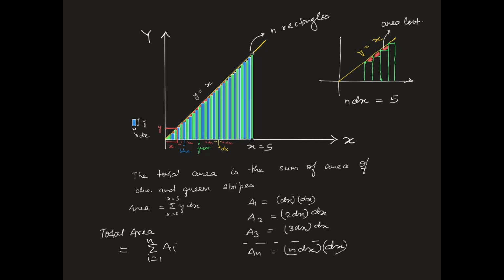5. Why 5? Because if you add the width of all the rectangles, then the sum will give you the total width across the region, and that is equal to 5. So n dx equals 5. More importantly, dx equals 5 upon n.